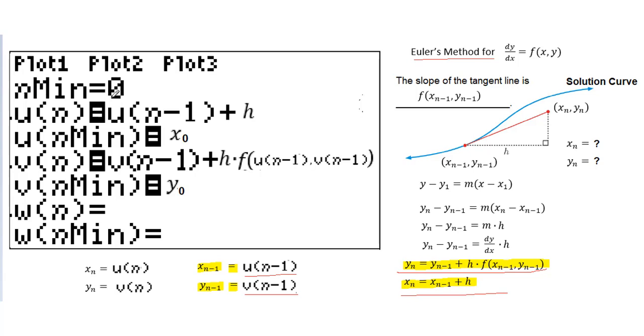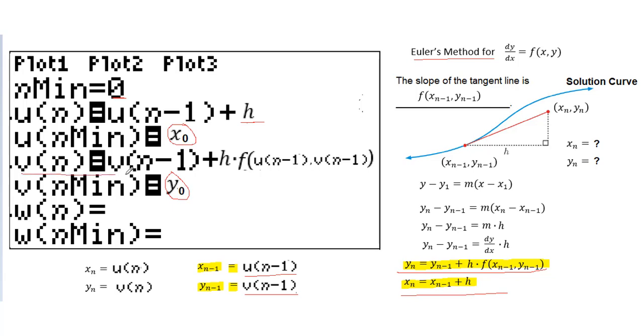Minimum for n is always 0. U sub n equals u sub n minus 1 plus this h. This h will be the step size, sometimes 0.1, sometimes 0.05. It depends on the particular problem. Then the u sub n minimum value will be the initial value. So I write down the x0 and y0. These are the initial conditions given by the problem.